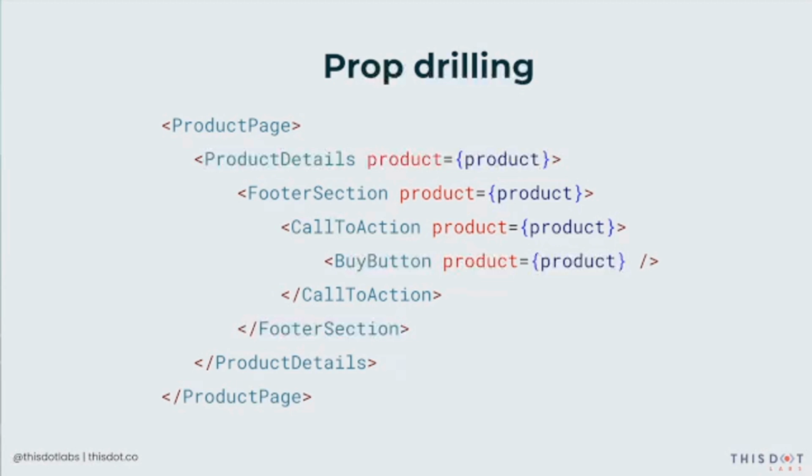Like if you look at the footer section here, for example, there's no reason for the footer section to know about the product. We could have used this footer section on another page, which is not about products, and it would have this very weird, out of place prop on it, which would not be used by that page at all.